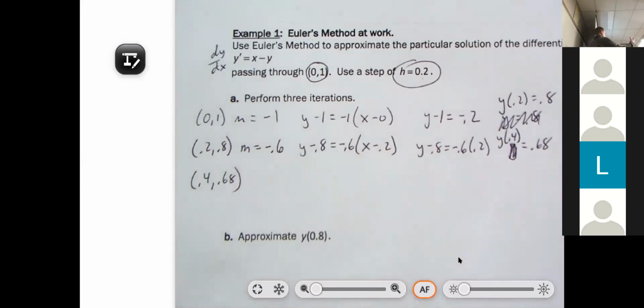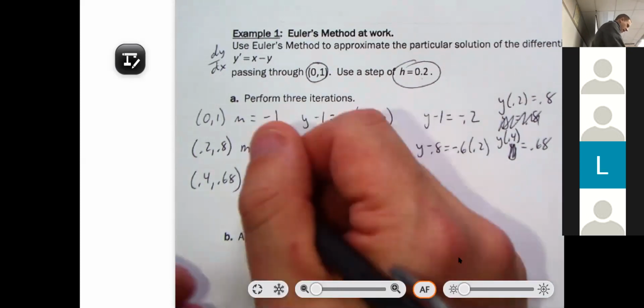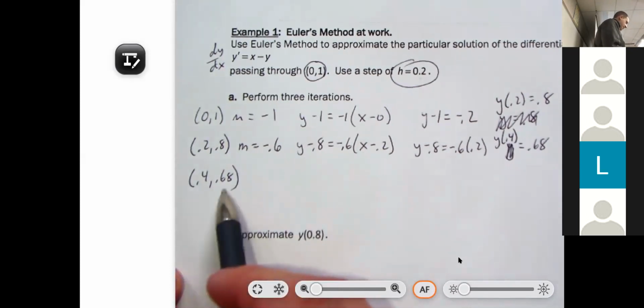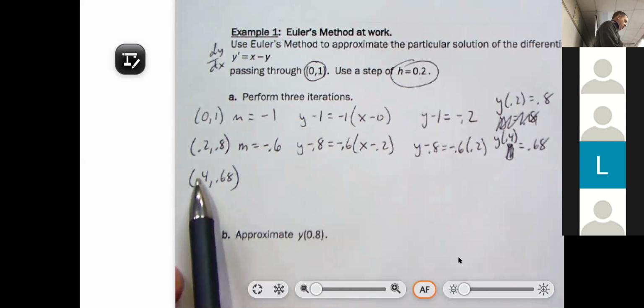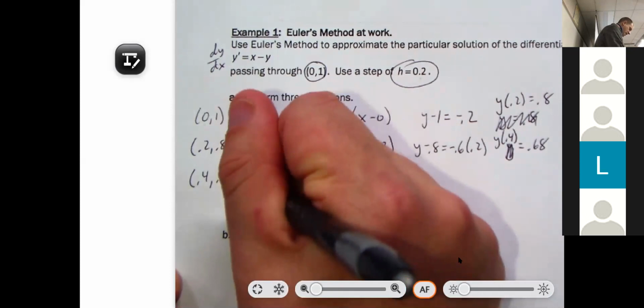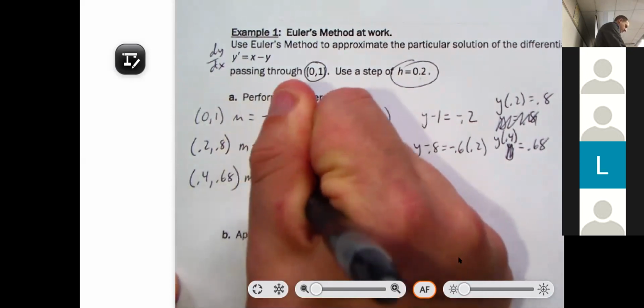And then we do it again. Like I said, typically you'll do 2 iterations. It'll have you do like 2 times, maybe 3, but typically 2. So now I got to find the slope here. I'm going to give you these values. So I'm going to plug in 0.4, 0.68 to my dy dx, and we get m to be negative 0.28.